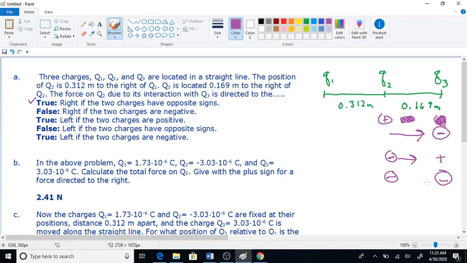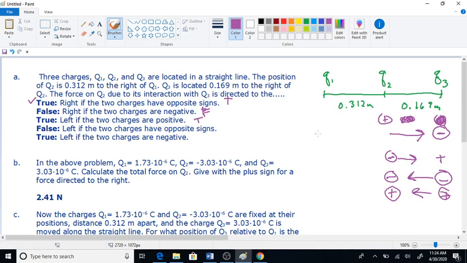So what if they're both negative? If they're both negative, what is 3 doing to 2? This is 2, this is 3. 3 is pushing 2 to the left. So it says right here, that's why this one was false. So this was true, this is false. Okay. Left, if the 2 charges are positive. If they're both positive, the same thing's going to happen. Like charges repel each other, so it's going to push it to the left. And it says left, so true.